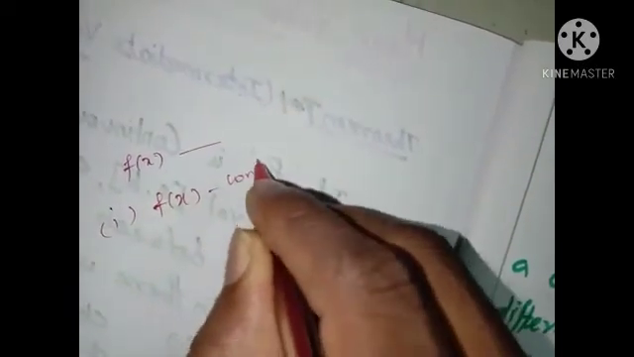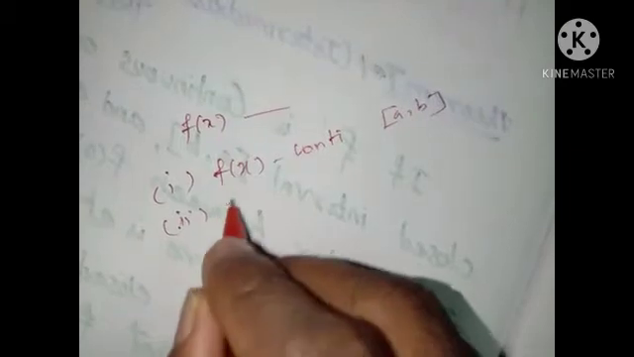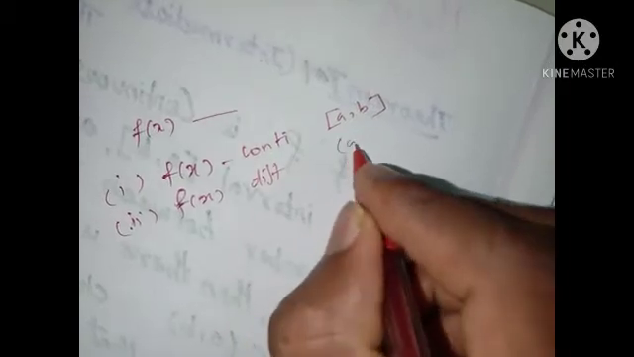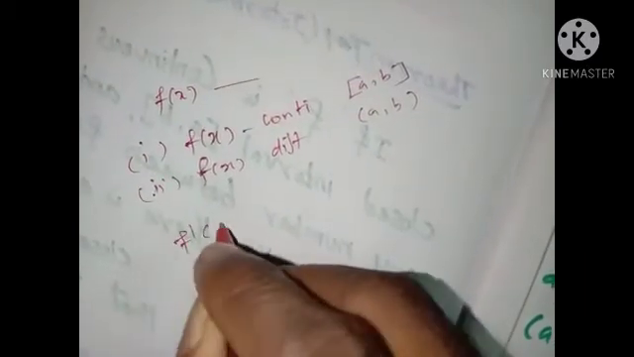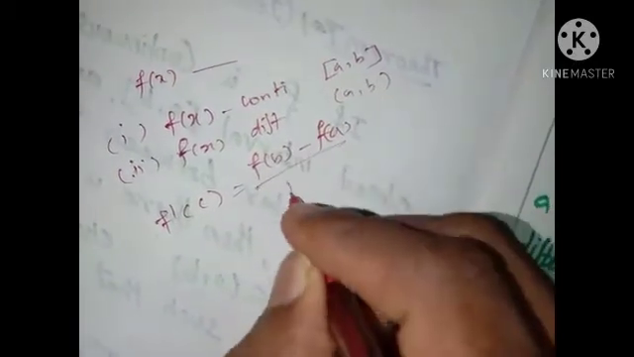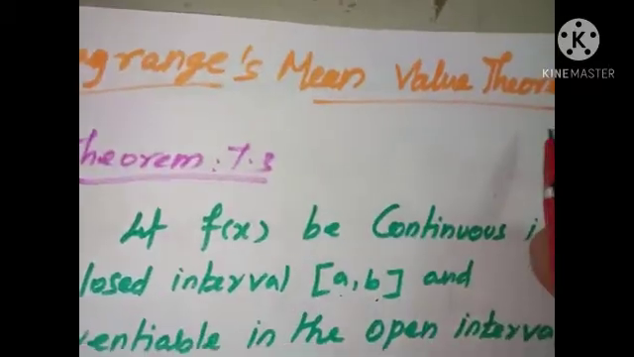Now f(x) is a function. First point, f(x) is continuous on the closed interval [a, b], and the second point, f(x) is differentiable on the open interval (a, b). Now third point, f'(c) = (f(b) - f(a)) / (b - a). So when these three conditions are satisfied, this is Lagrange's mean value theorem.